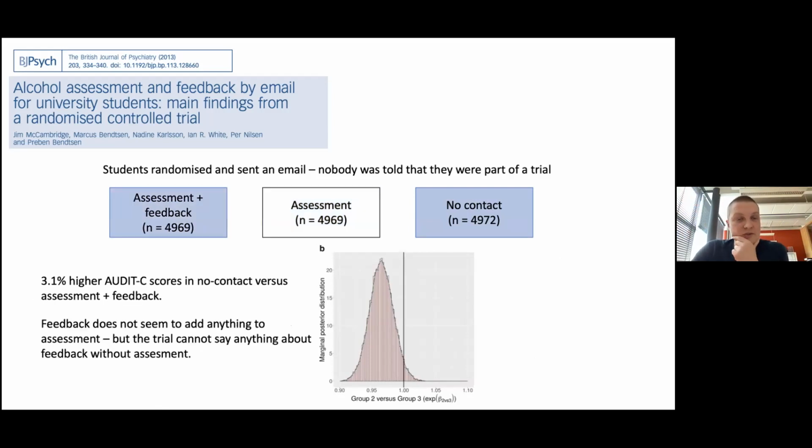Also, what was interesting was when we look at assessment and feedback versus the no contact, there wasn't much difference. So feedback on top of assessment doesn't seem to have a lot of effect. They very much overlap each other. We can't really say what the effect of feedback alone is because this trial doesn't allow for that. We should have had a fourth arm for that to identify feedback only without assessments. So we don't know if they completely overlap or if assessment alone is effective and feedback has no effect at all. And that needs to be studied further.